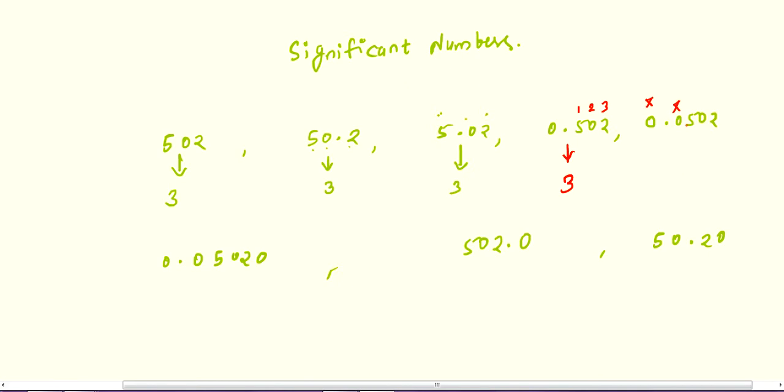Again, starting from 0, we will not count this. 5 digit is here, we have to count. So 1. After that, if you are having 0, you are supposed to count. So 2, 3. 3 digits we are having here.